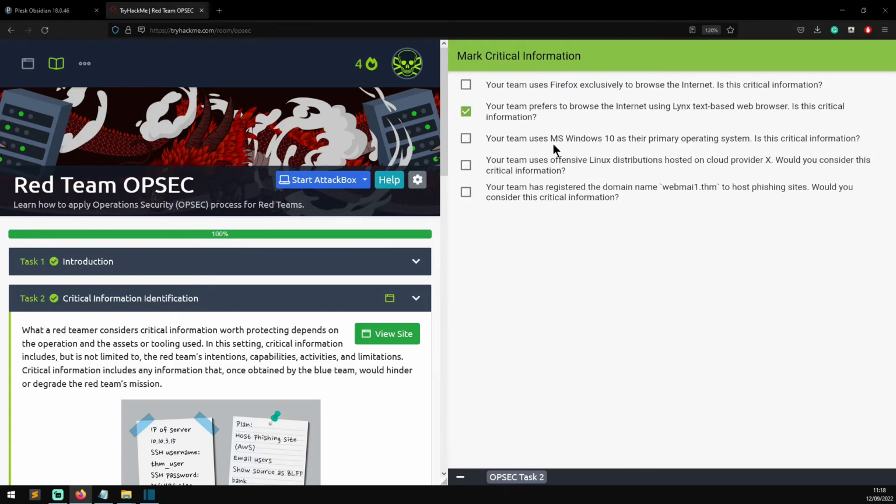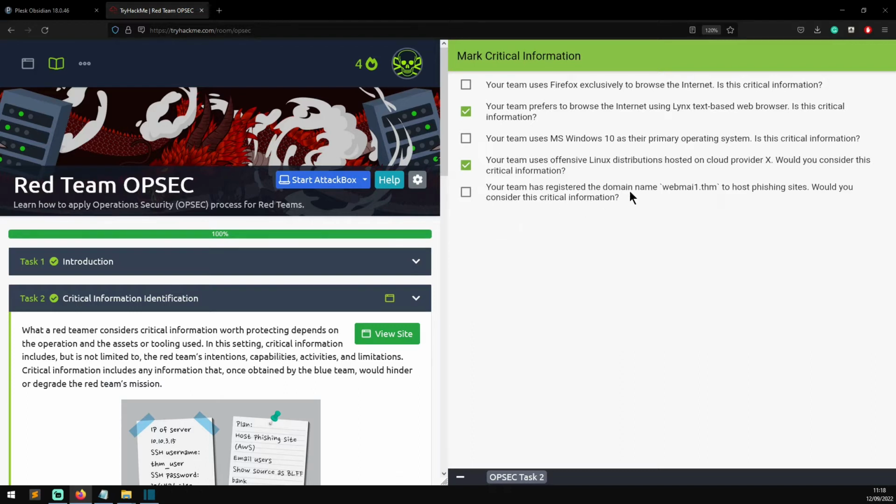Your team uses Microsoft Windows 10 as their primary operating system. Is this critical information? No, I imagine in most enterprise environments, most people will be using Windows 10 or 11, or a version or so behind. So I'd say no. Your team uses offensive Linux distributions hosted on cloud provider X. Would you consider this critical information? I would say yes.